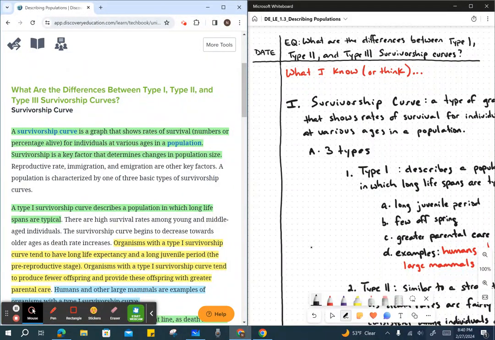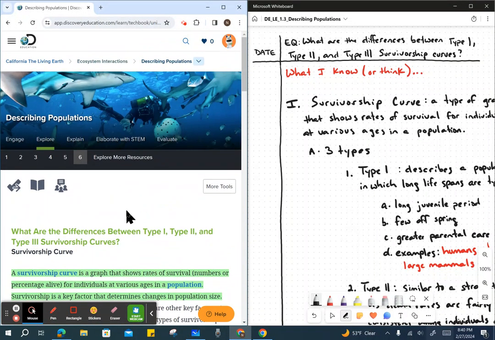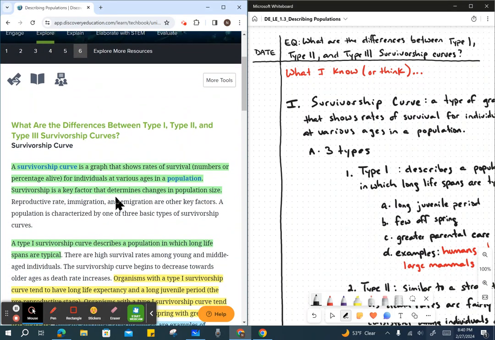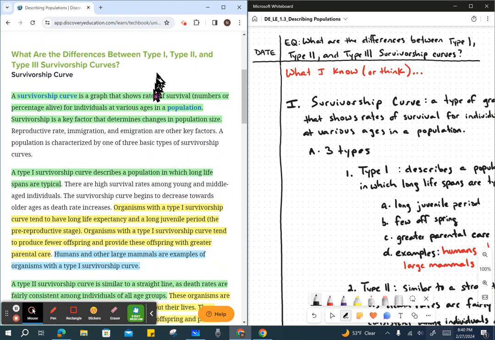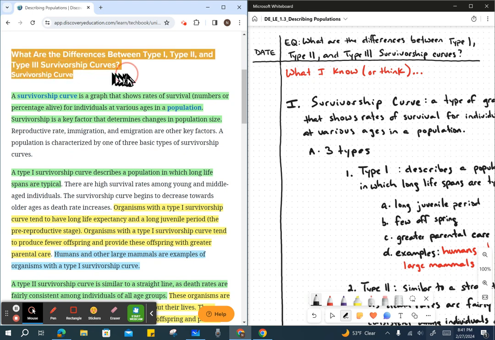Okay, we're looking at explore number 6 of describing populations. What are the differences between type 1, type 2, and type 3 survivorship curves? Go ahead and write that down on your notes, draw your template, put the date down, and write down what you know or think. What are the differences between type 1, type 2, and type 3 survivorship curves?